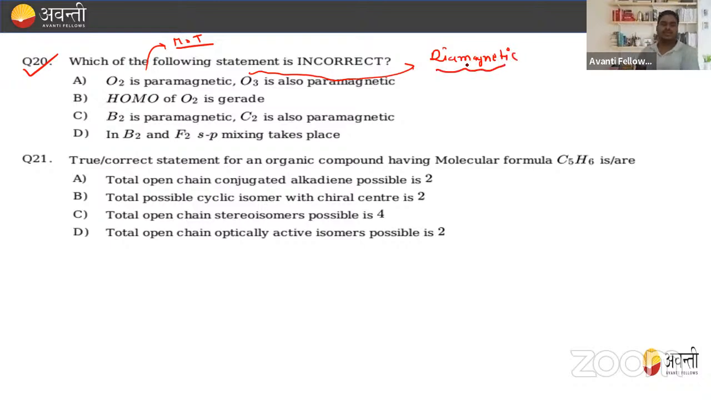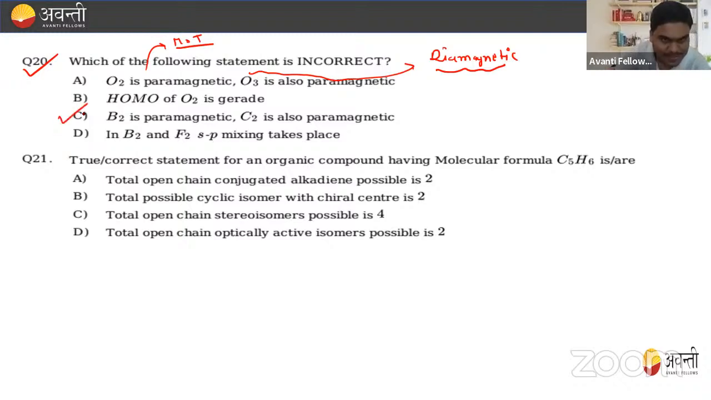Right. So O3 is diamagnetic. Now, the highest occupied molecular orbital of O2 is degenerate, right? Degenerate. Any HOMO of this is degenerate. So this is incorrect. Whether it is incorrect or not? No, this is correct, right?